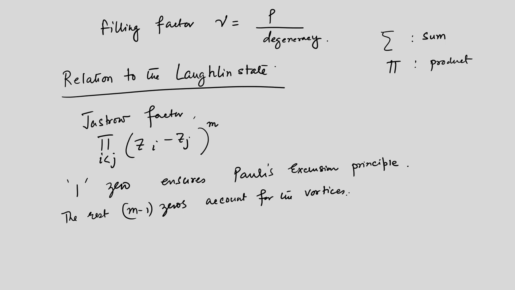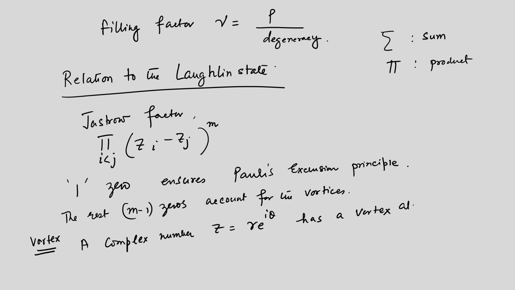And what's a vortex? A vortex is a sort of topological excitation. Suppose a complex number z equals r e to the power i theta, all of you are familiar with this polar representation. It has a vortex at the origin. Which means that if a particle encircles this origin, it picks up a phase 2 pi, so that theta changes from theta to theta plus 2 pi, and the complex number remains unchanged, because exponential 2 pi i is equal to 1. Okay, so that's the meaning.